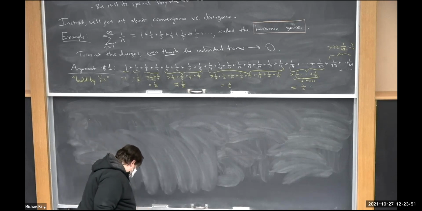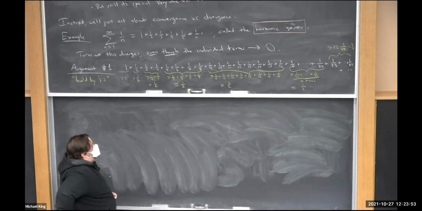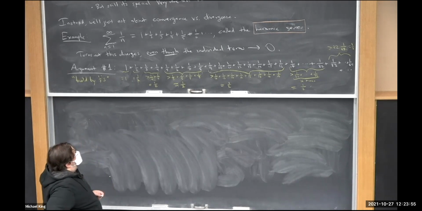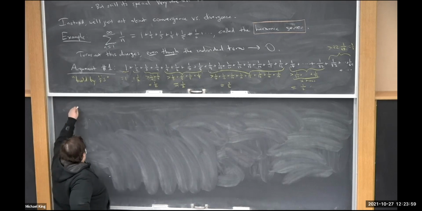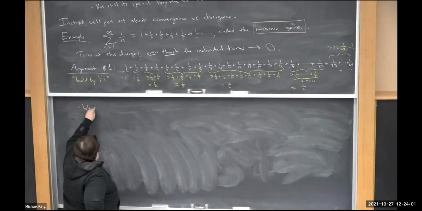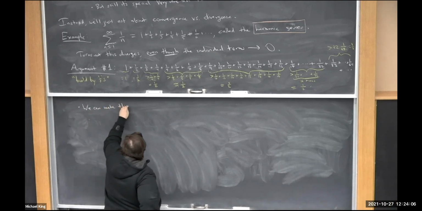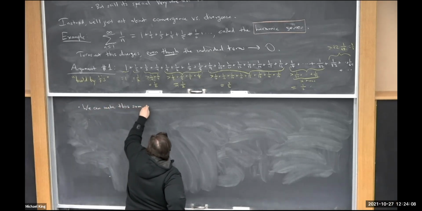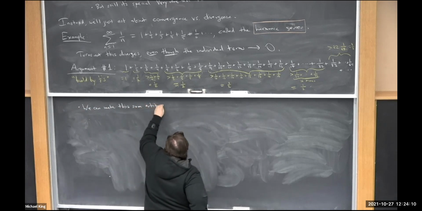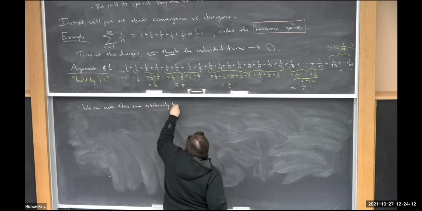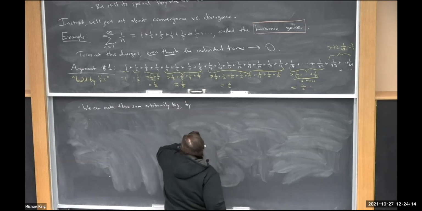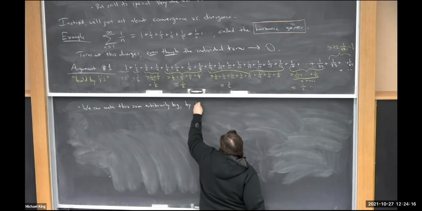So I guess you could say something like the following. Informally, we can make this arbitrarily big by taking enough terms to create as many halves as we want.